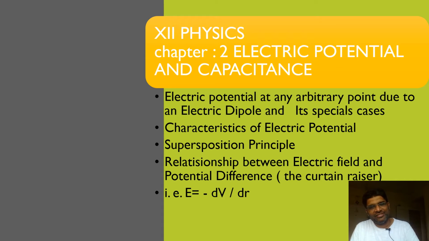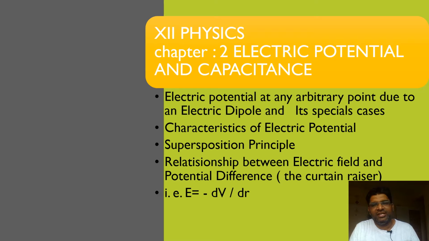That's a curtain raiser. That will help you understand why we used the unit of electric field as volt per meter also in the first chapter. So there is an important relationship: E is equal to minus dV by dr. Okay, let's start with the first theory then.